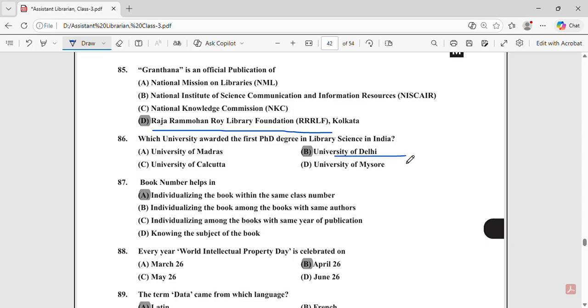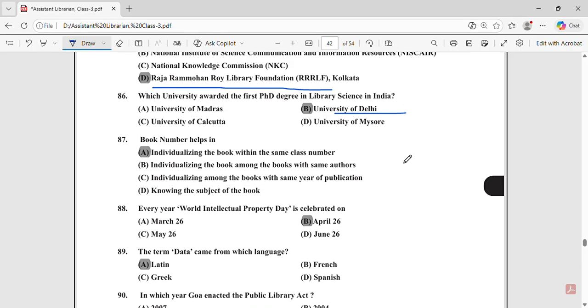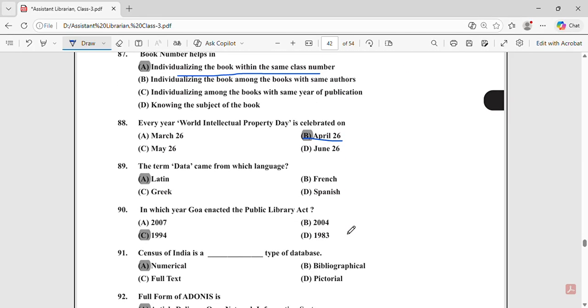Which university awarded the first PhD degree in library science in India? University of Delhi. Book number helps in individualizing the book within the same class number. Every year, World Intellectual Property Day is celebrated on April 26.